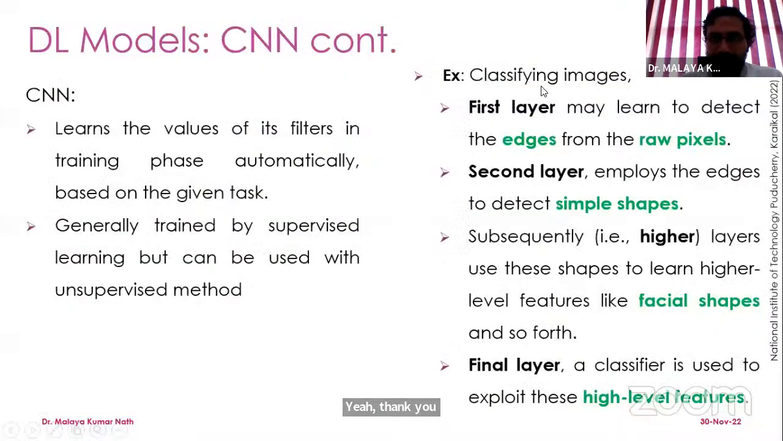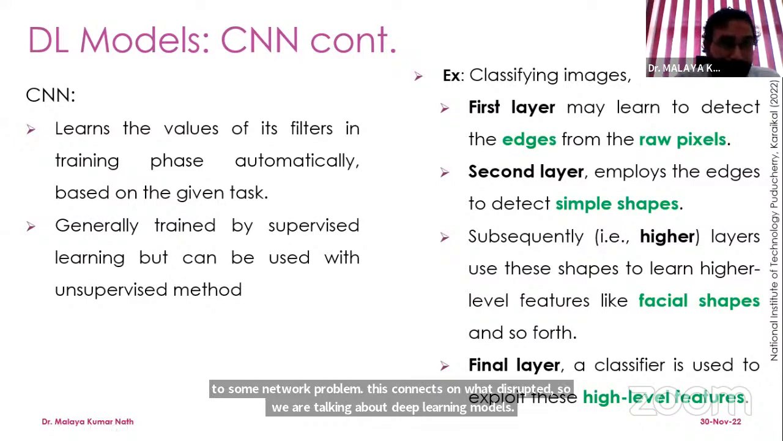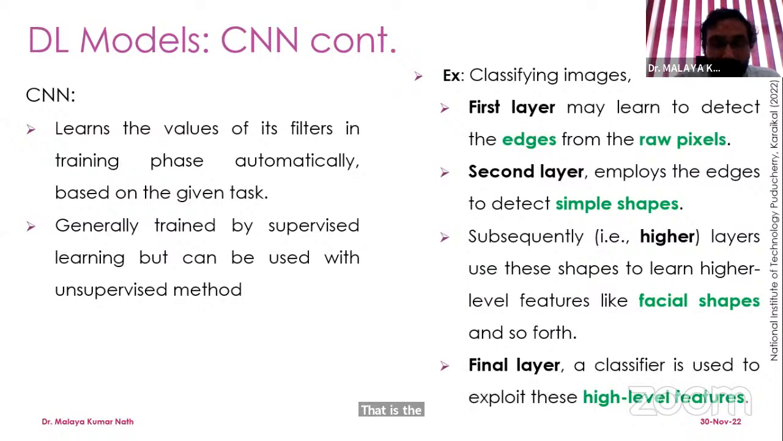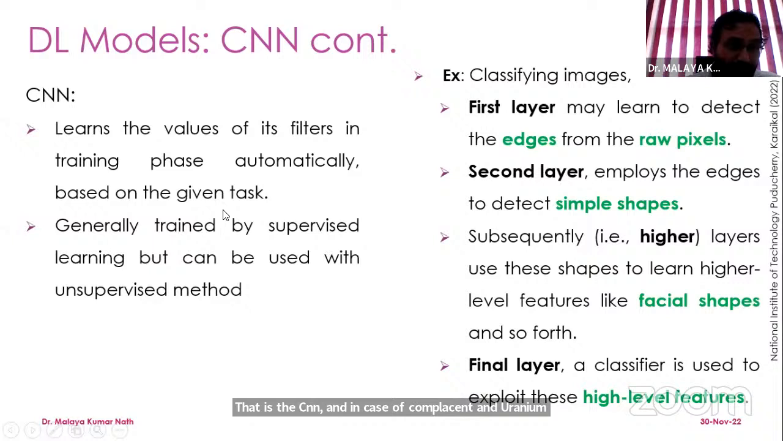Sorry for the inconvenience due to some network problem. The connection was disrupted. So we are talking about deep learning models, that is the CNNs. In case of a convolutional neural network, it learns the values of its filters in the training phase automatically based on the given task, generally trained by supervised learning, but can be used with unsupervised methods.